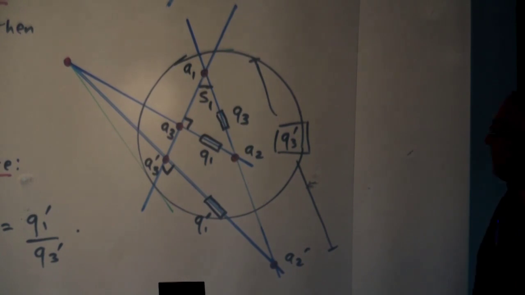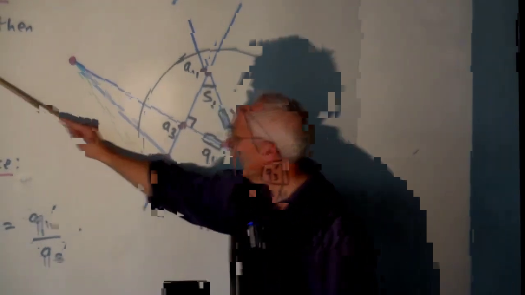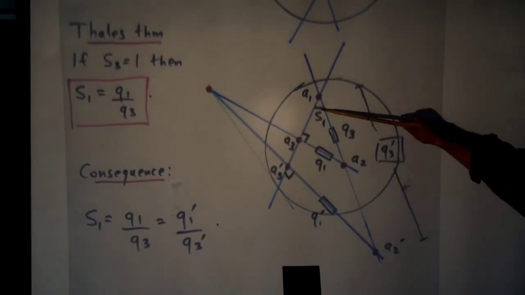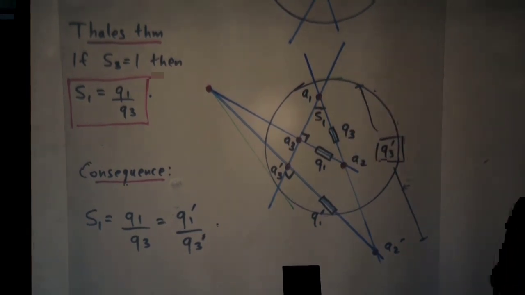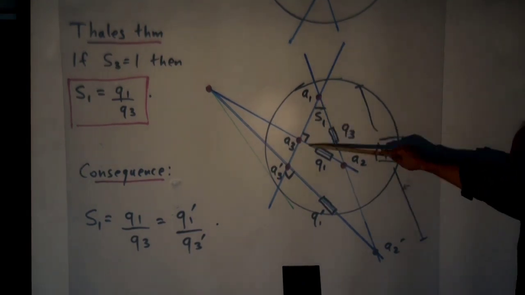And if S3 is equal to 1, then we can rewrite that as S1 equals Q1 over Q3. So this spread here is determined by the ratio of opposite to hypotenuse quadrances. But the point is that it doesn't depend on which triangle we used.